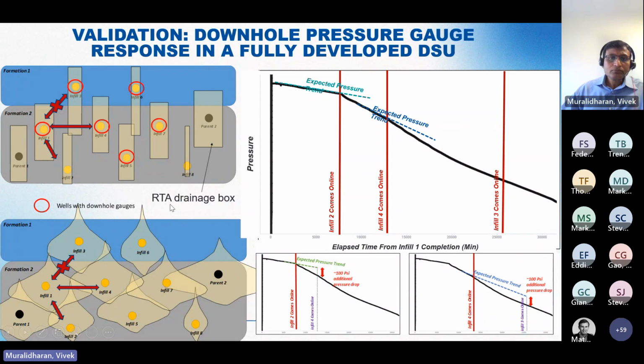Again, this is qualitatively helping you understand how the SRV shapes are distributed. And using this, we can optimize the future DSUs, how we should be shaping all of these, changing the vertical and horizontal distance to take advantage of this learning.